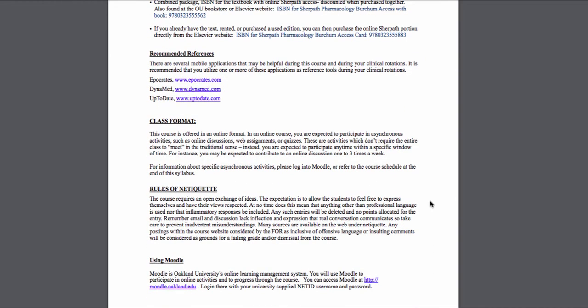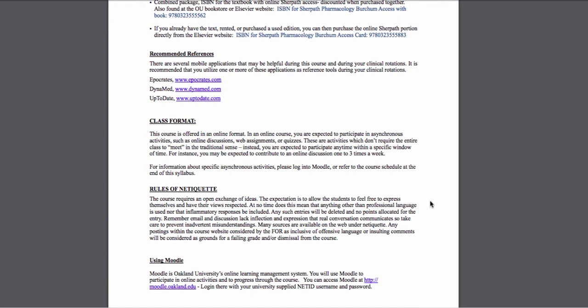This class format is offered online. It's all online essentially, except we do meet on campus for the ATI exam, which we'll cover in a few moments. So everything's online. Our online discussions, we have quizzes that are online, and then your exams are online as well. So we don't meet in a traditional sense. Instead, you're expected to participate within the specific window of time, and it may be asynchronous.